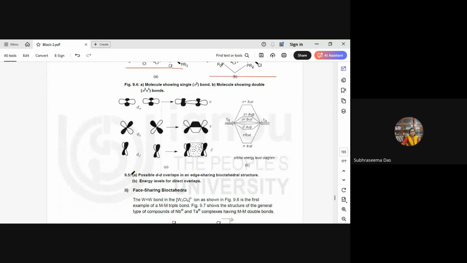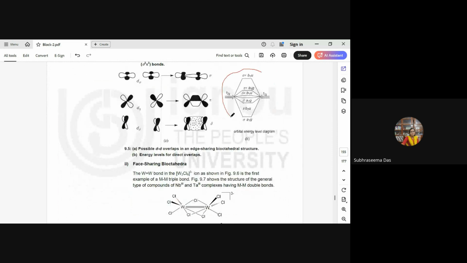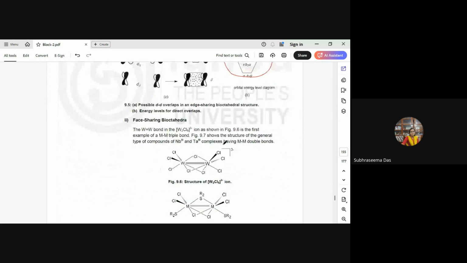Here in figure 9.5a, the possible d-d overlaps in an edge sharing bioctahedral structure are shown, and this is the orbital energy level diagram. Then coming to face sharing bioctahedra, the tungsten-tungsten bond in W2Cl9 is shown in figure 9.6. This is actually the first example of a metal-metal triple bond.